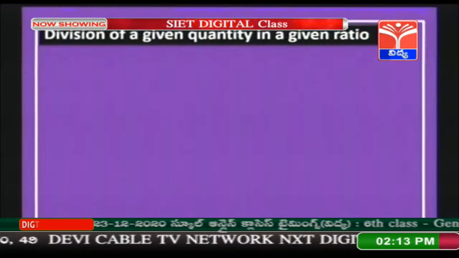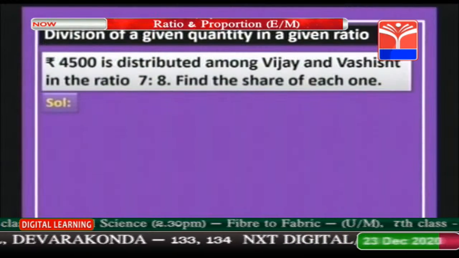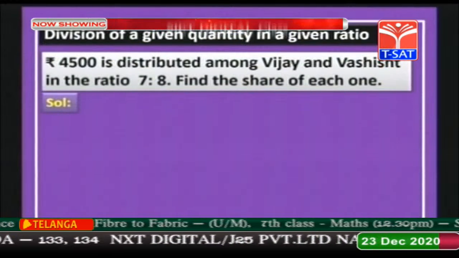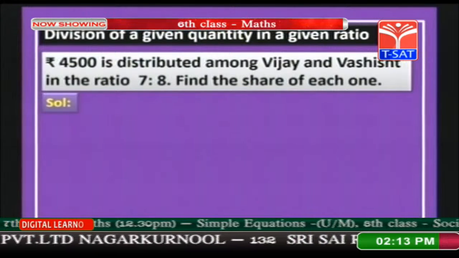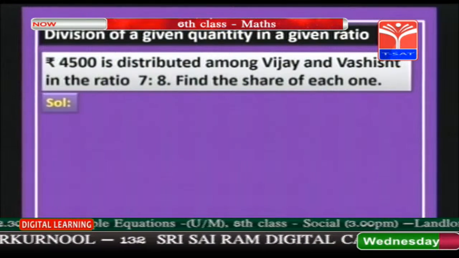I think you understood now what is meant by equivalent ratios, children. Okay. Now let us move on to our next concept: the division of a given quantity in a given ratio. Let us see an example. 4,500 is distributed among Vijay and Vasisht in the ratio 7:8. Find the share of each one.